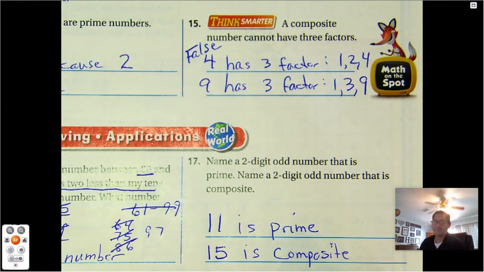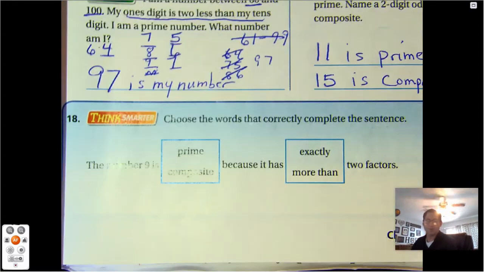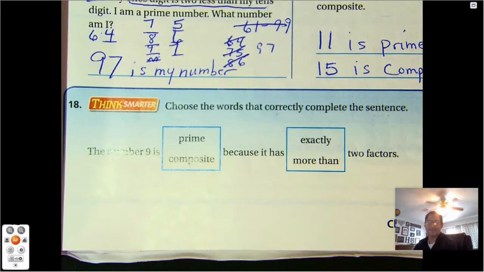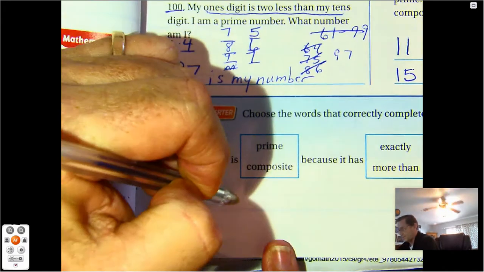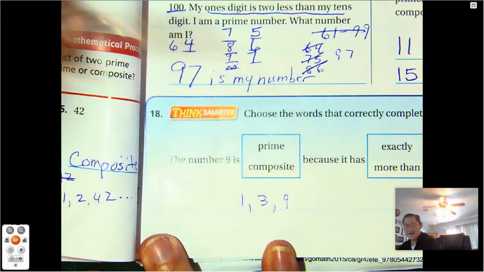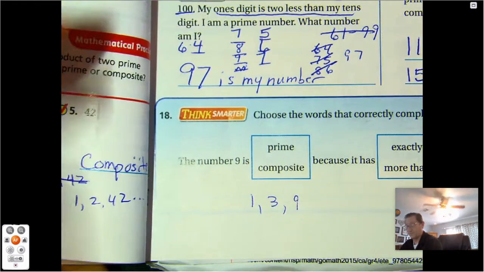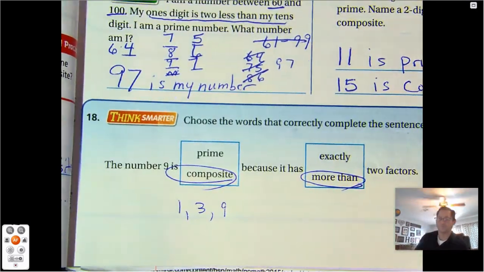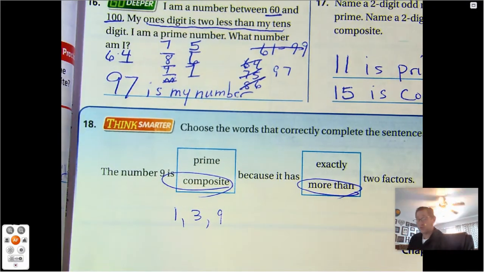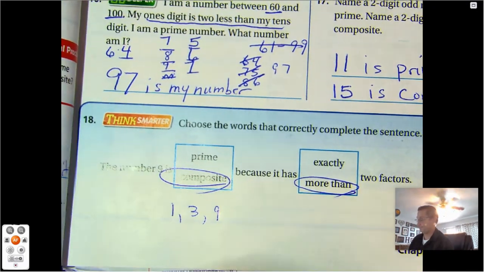All right. And 18. Choose the words that correctly complete the sentence. The number 9 is, well, the factors of 9 are 1, 3, 9. So it can't be prime. So composite has to be the answer because it has more than 2 factors. Again, if there's exactly 2 factors, prime. Anything more than 2 factors, composite.